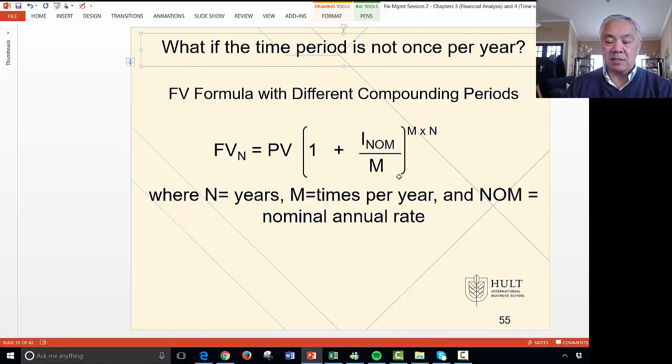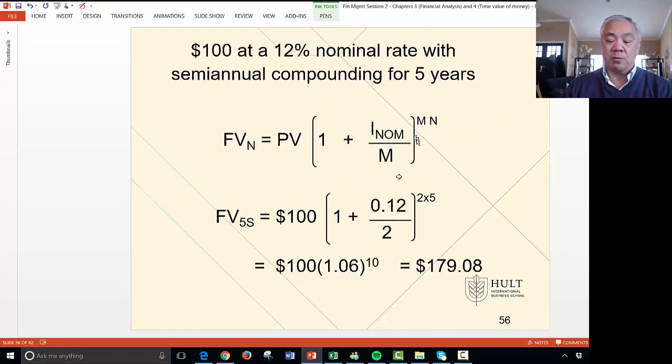So that's the formula. So let's look at just a couple of examples and how it works. So if we had $100 at 12% nominal for 5 years, semi-annual, PV is 100, right there. The nominal is 12, that's the numerator. The M, which is the frequency, is 2 times a year. Since it's semi-annual, that's 2 times per year. And then the power would be number of years, 5 times 2, which is twice a year payments. And so the future value would be $179.